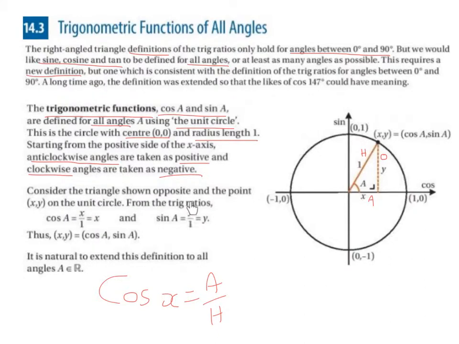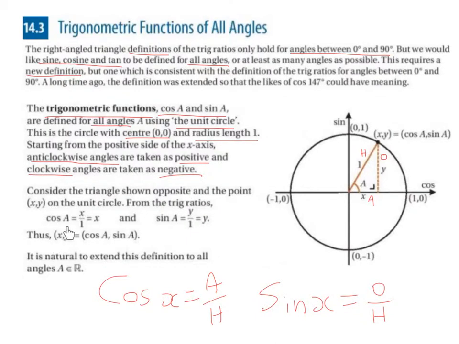Sine of A is equal to y over 1, which is equal to y. Remember, sine of A is equal to the opposite over the hypotenuse. The opposite is y, the hypotenuse is 1. So we have sine of A equals y over 1, which is y, so sine of A equals y.